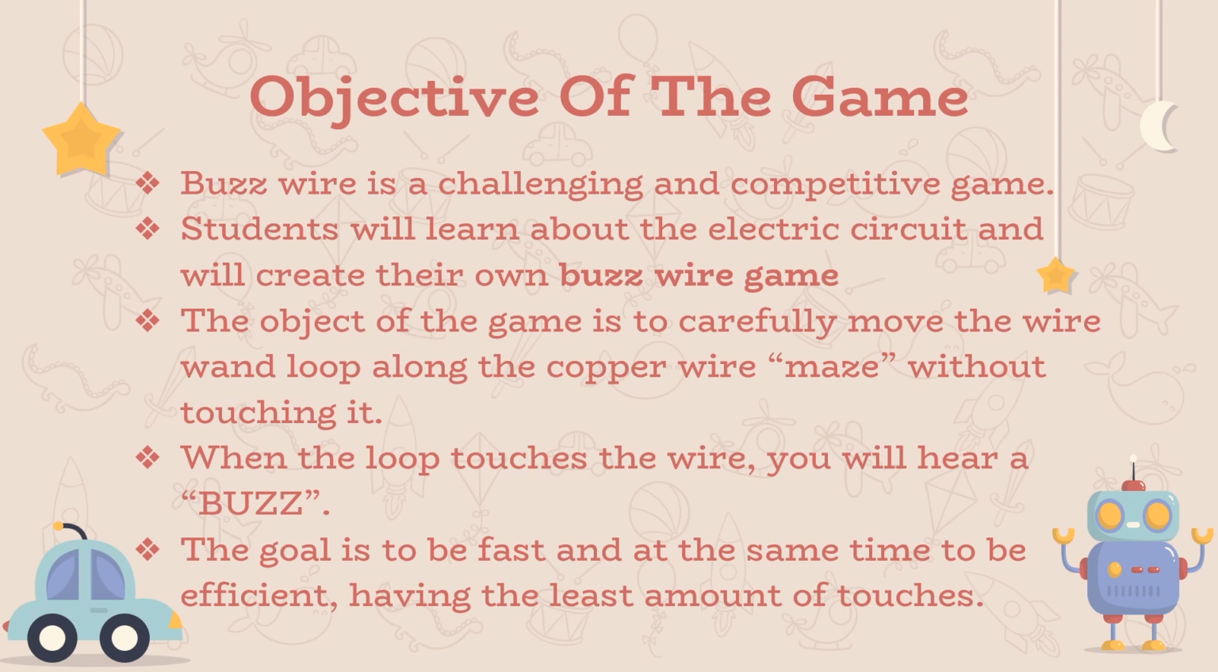The objective of the game is to carefully move the wire wand loop along the copper wire maze without touching it. When the loop touches the wire, you will hear a buzz. The goal is to be fast and at the same time to be efficient, having the least amount of touches. This game can improve your concentration level as this game requires more concentration so that you complete the maze without having more errors.